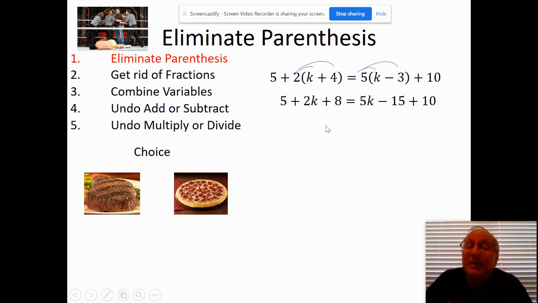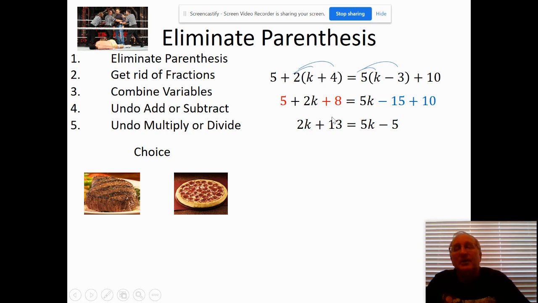Now I have some choices here, but I'd rather add the 8 and 5 together. They're on the same side. I also took the negative 15 and 10 and added them together and made negative 5. I just wrote them at the same time, but I did them each individually. Now then, I need to have only one k. You can only solve with variables on one side, so I'm going to move them to one side.